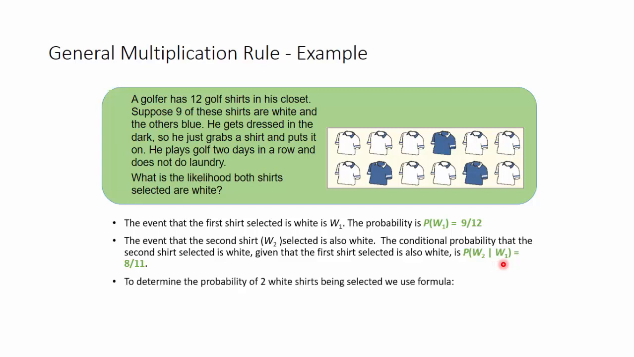And P of A and B, that's the probability of 2 white shirts, would follow the formula P of A and B equals P of A times P of B given A. That is 9 of 12 times 8 of 11, about 55% chance. This is a similar idea that's normally used even with decision trees, which you would probably be looking at in the next module. Thank you for watching.